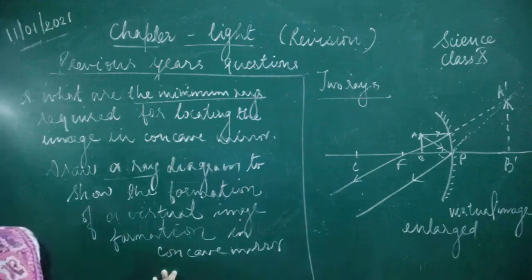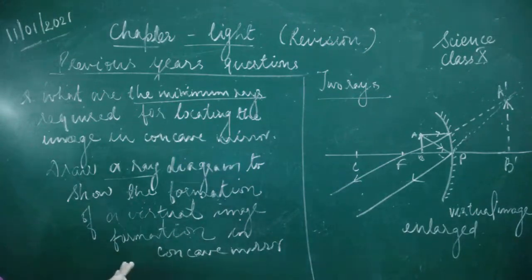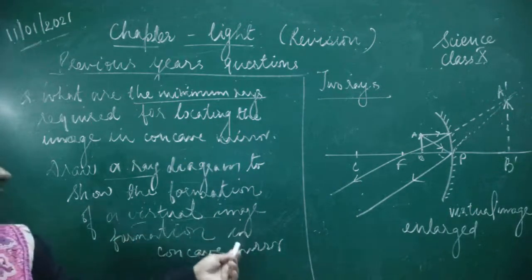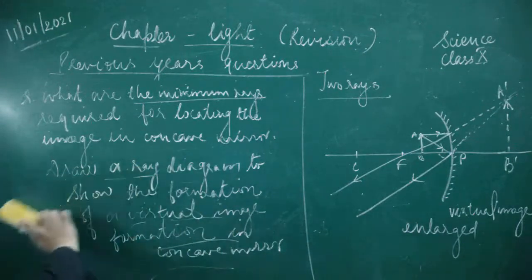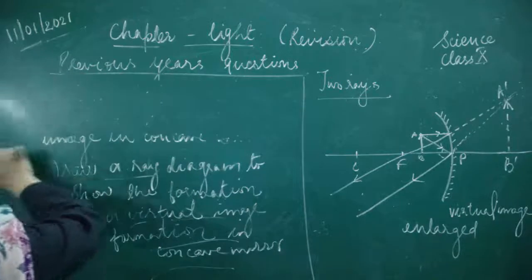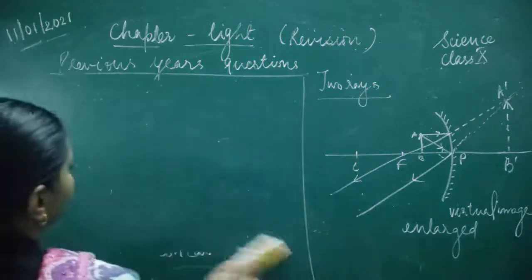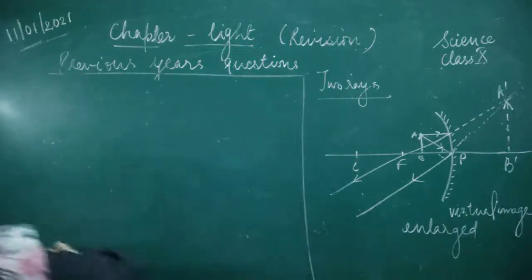हमने दूसरा भी क्वेश्चन यहाँ पर दिया हुआ था. रे डायग्राम का फॉर्मेशन करना है वर्चुअल इमेज के साथ, हमने बना दिया इन अ कॉनकेव मिरर. Fine. So you can practice more of the ray diagrams. Now we move on to the next question for solving. Let us solve next question.